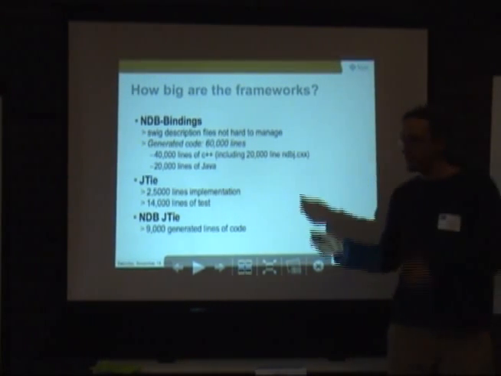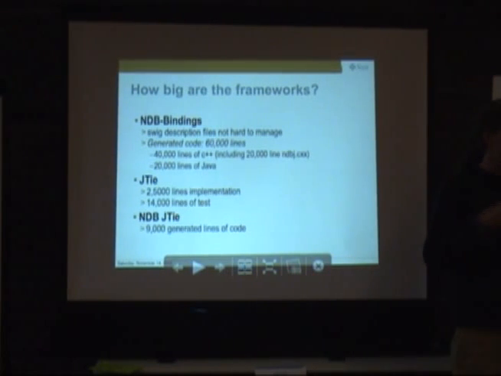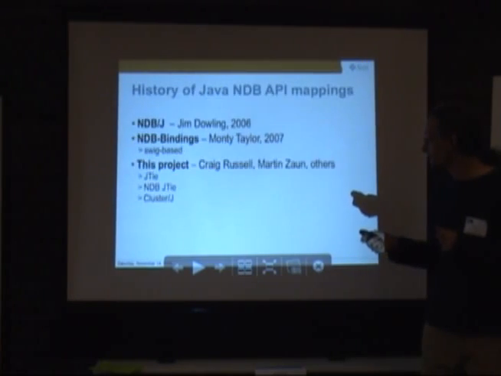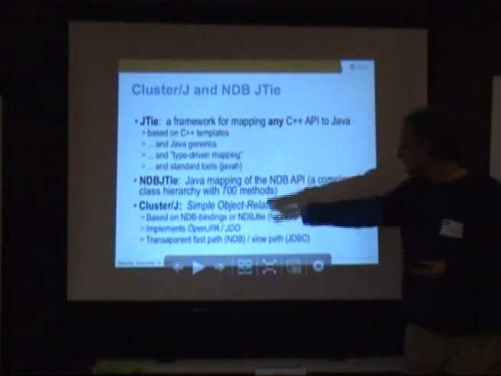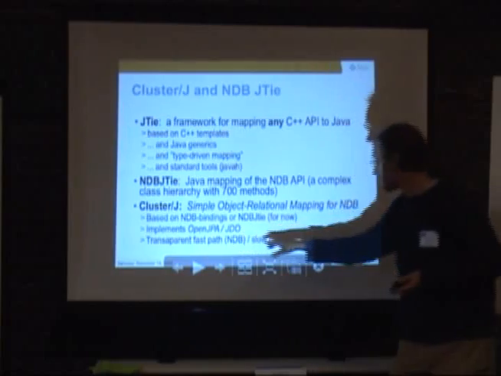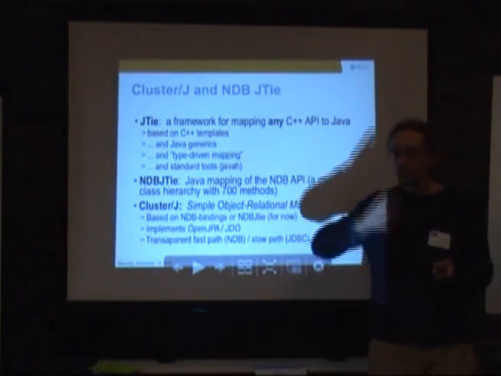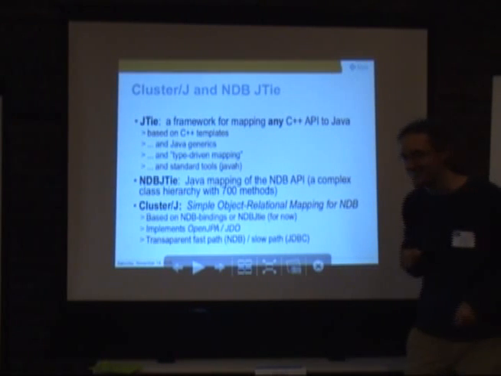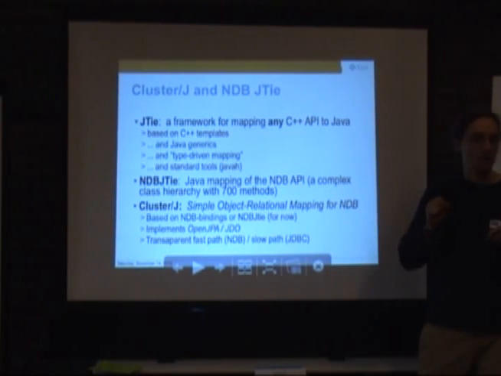So, and then on top of this is, I'm not a Java programmer or a Java object relational mapping person, really. But one more thing I've got to say. In ClusterJ, there's a transparent fast path and slow path. You need to do an object operation.